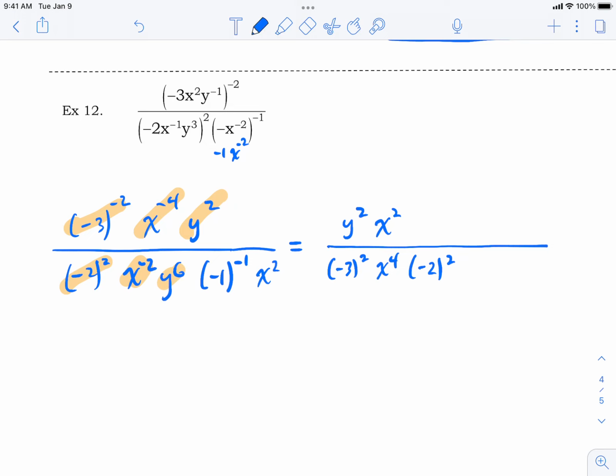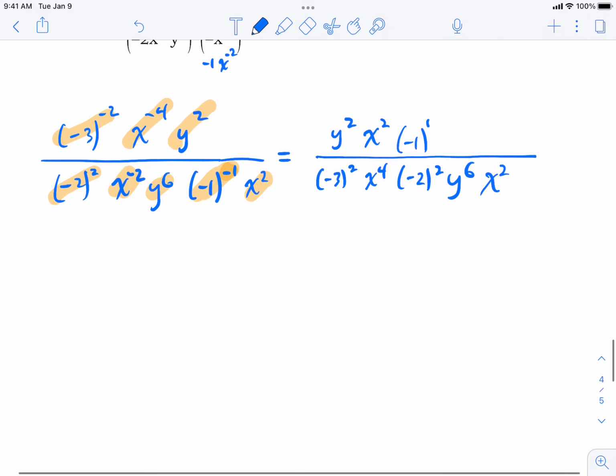Okay, y to the 6th. Happy, positive exponent. I'm going to stay where I am. Negative exponent. Oh, that needs to move up to the top. Just a negative 1 to the 1. And then finally, this x squared, it's a positive exponent. It's happy. It stays where it is.